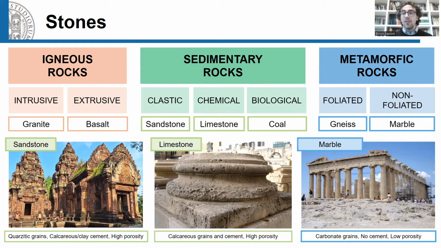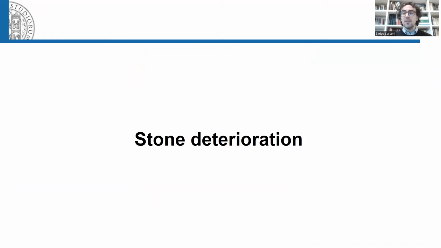Marbles are metamorphic rocks that can be thought as originated by limestone that has undergone high pressure, high temperature. So in the end, marbles are composed of calcite grains, bigger in size compared to limestone, with no cement among each other. The porosity of marbles in the fresh state is low. We will see that all these properties determine the deterioration processes that can affect the different lithotypes.